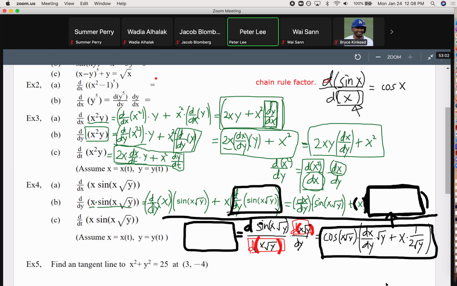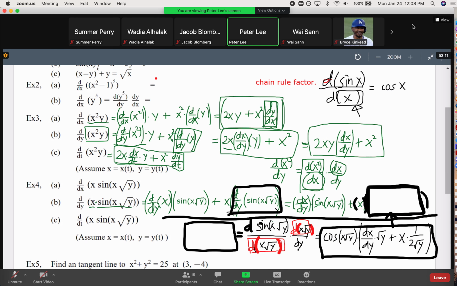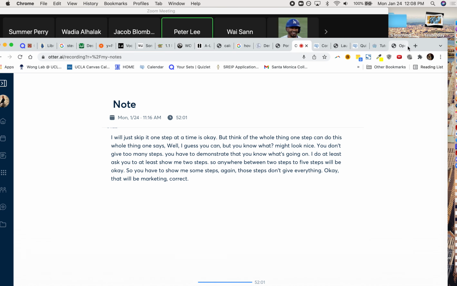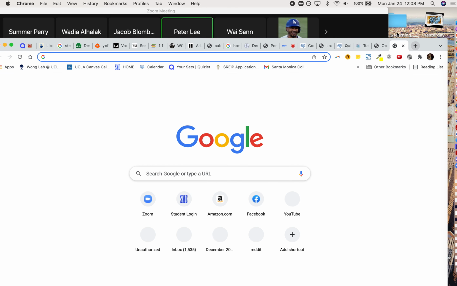I do ask you to at least show me 2 steps. So anywhere between 2 steps to 5 steps will be okay. So you have to show me some steps. Again, don't skip everything. Okay, that will be marked incorrect. That's too risky. So don't skip all the steps.